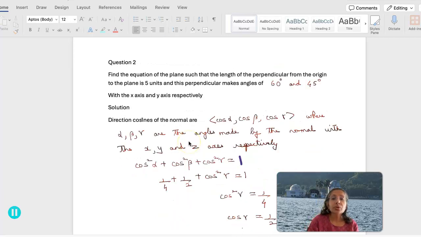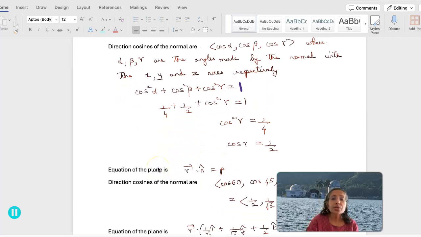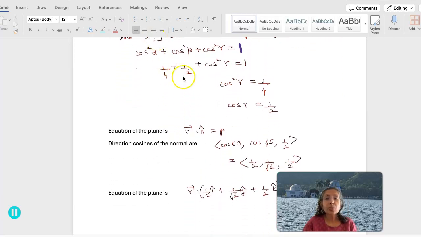Direction cosines of the unit normal are given by cos alpha, cos beta, cos gamma. This is another formula where alpha, beta, gamma are the angles made by the normal with the x, y and z axis respectively. We also have cos squared alpha plus cos squared beta plus cos squared gamma is 1. So substituting, we get cos squared 60, which is 1 by 4, plus cos squared 45, which is half, plus cos squared gamma is 1. So simplifying, you get cos gamma equal to half.